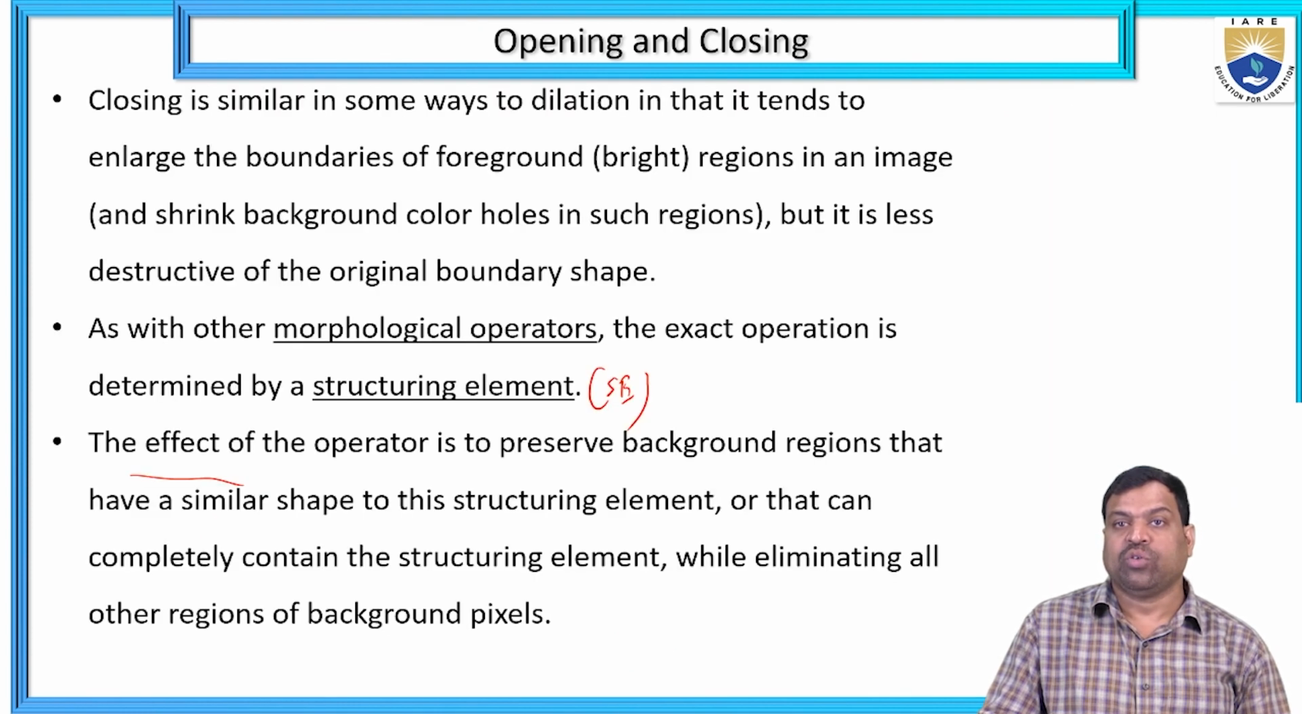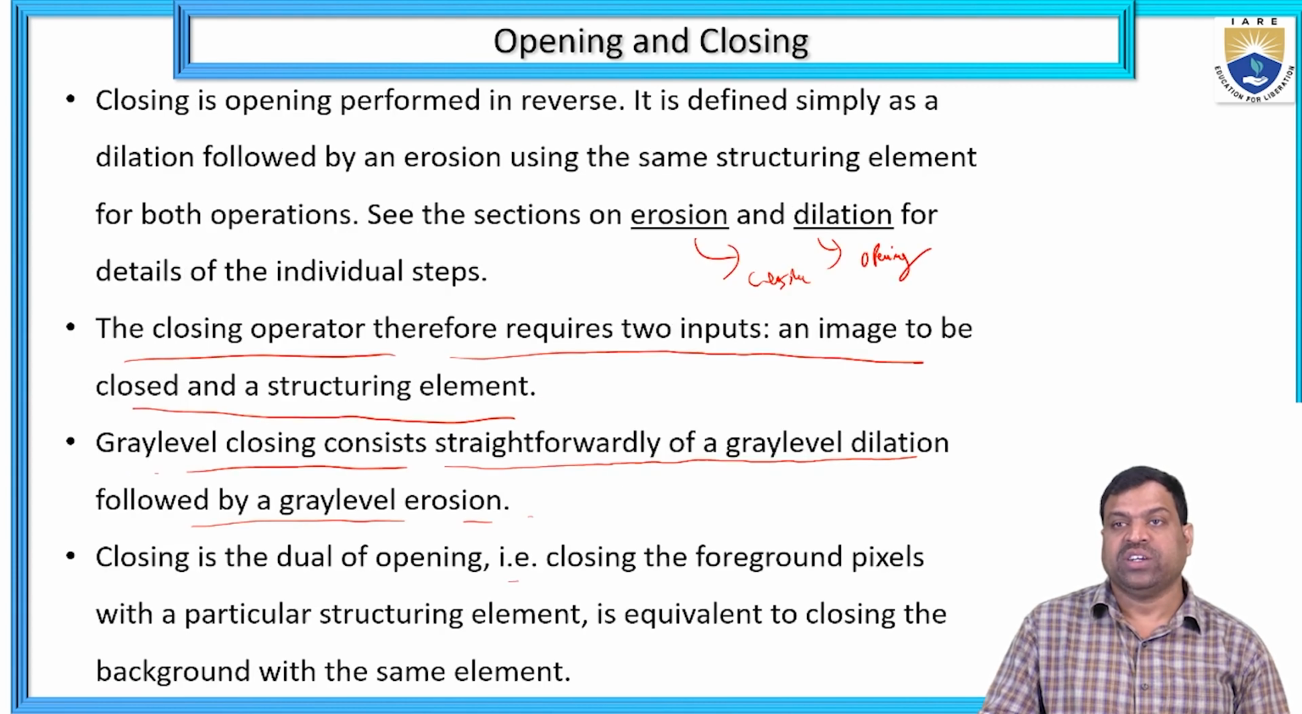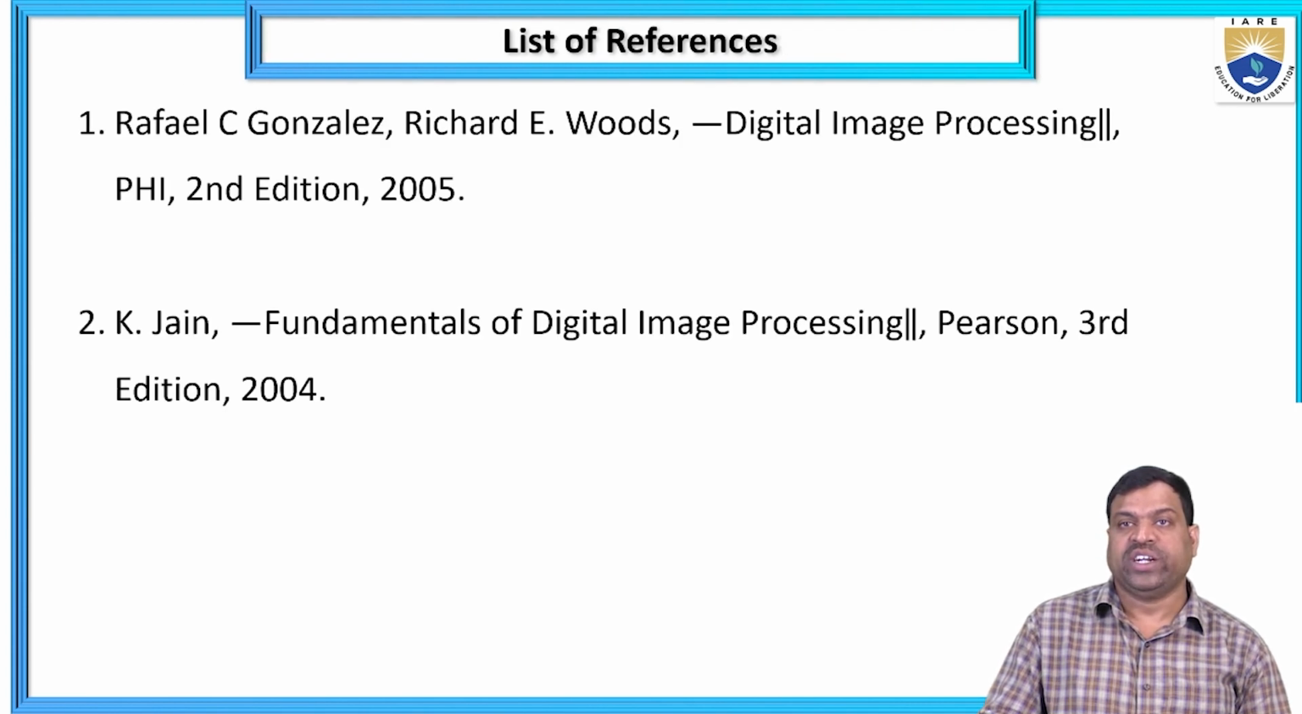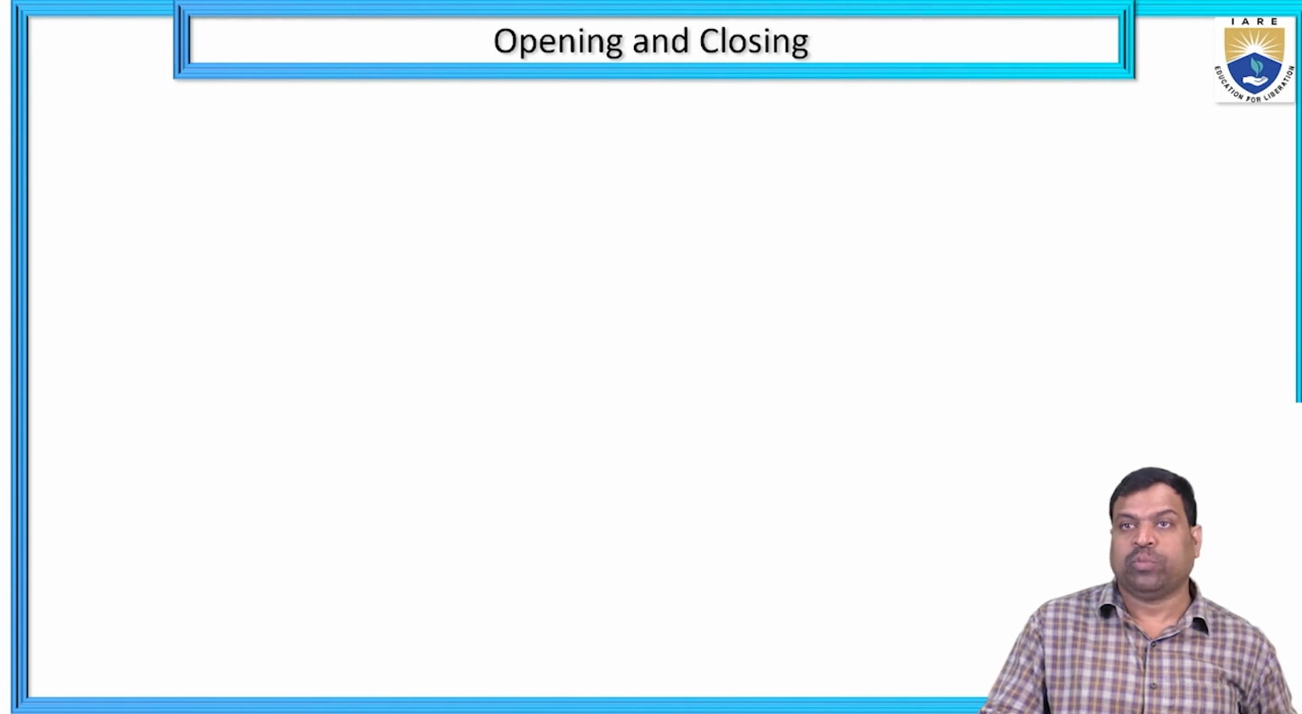Closing and opening are the best morphological operators of the structuring element. These are similar to the individual processes of erosion and dilation. That is about erosion, dilation, opening and closing.